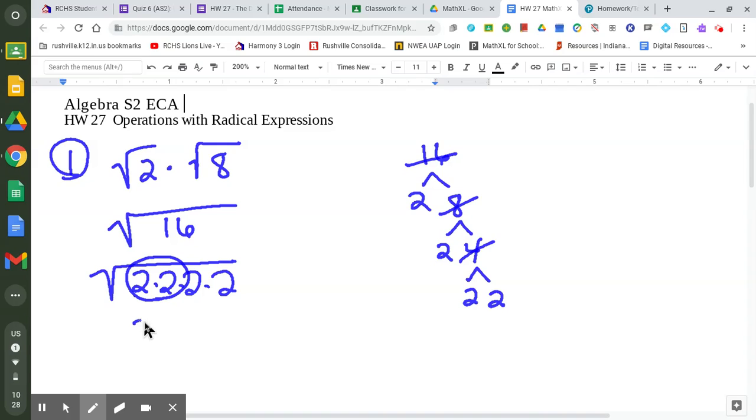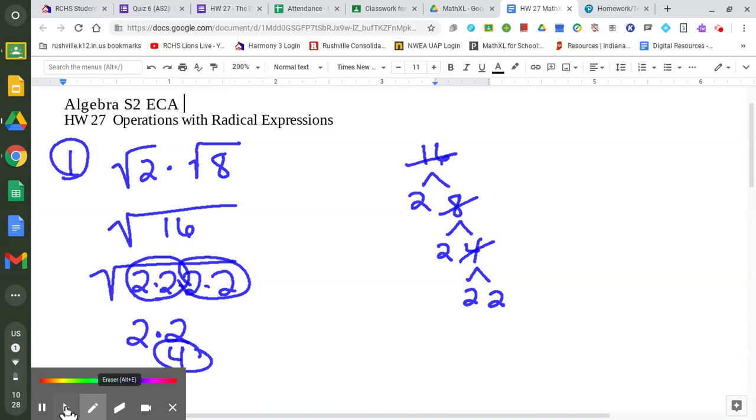Circle a pair of 2's, so 1 2 comes out. Circle another pair of 2's, so another 2 comes out. So 2 times 2 is 4. Actually, 16 is a perfect square, so that's why that doesn't have a radical in the answer.